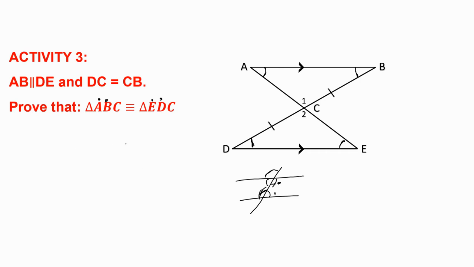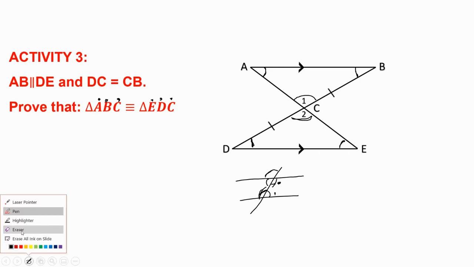So now let's go to angle C. So it means there's C1 and C2 here. These two are equal. Why are they equal? Because they are vertically opposite. Vertically opposite angles are equal. Okay, right. You see that?